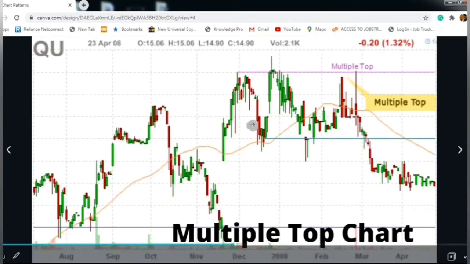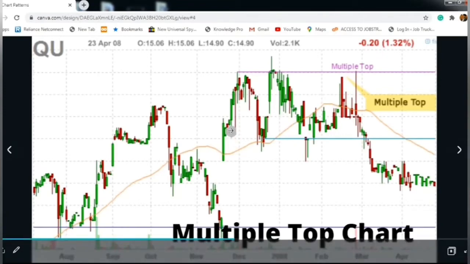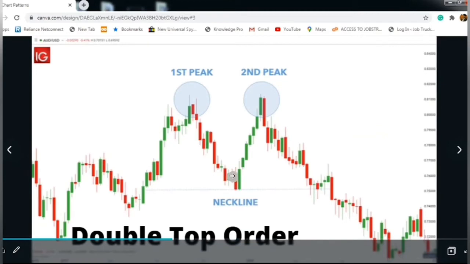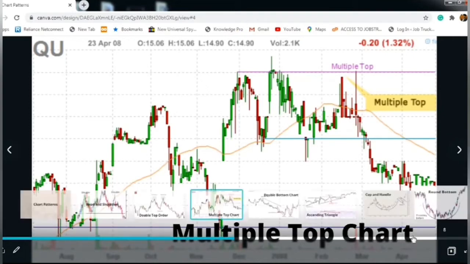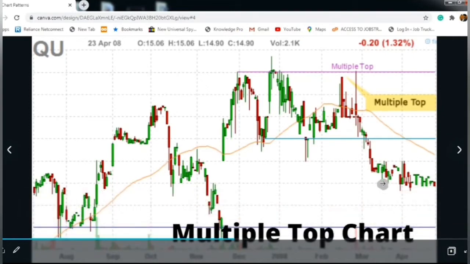Next is the multiple top chart pattern. When you see a multiple top chart, you can see that it is ultra bearish. Multiple top chart means, as you see, many high values will come in order trying to break the resistance. In double top we saw 2 times, but here it is multiple times trying to get above the resistance, but it is not happening. So after trying multiple times, there will be a drastic fall, and the stock will start to fall very strongly.